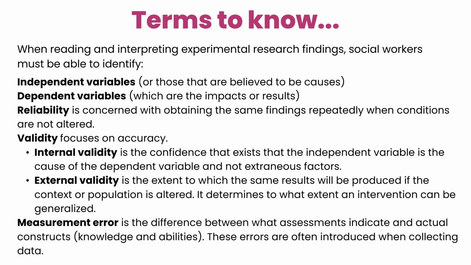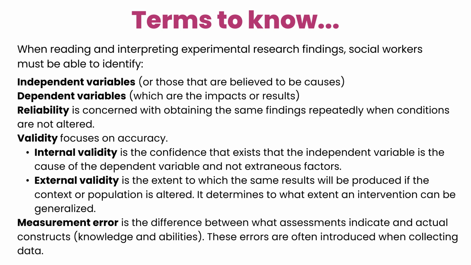So we want reliable findings. Okay. Validity focuses on accuracy. So we want reliable findings for reliability, just what it's saying, and then we want accurate findings for validity. Now, there are two types of validity, like I told you earlier: the internal and the external.